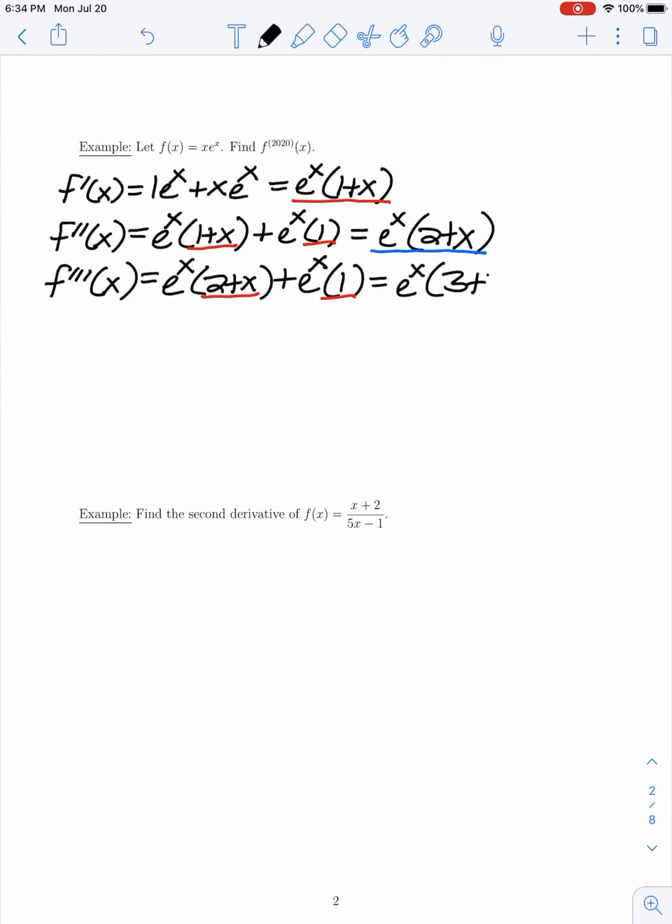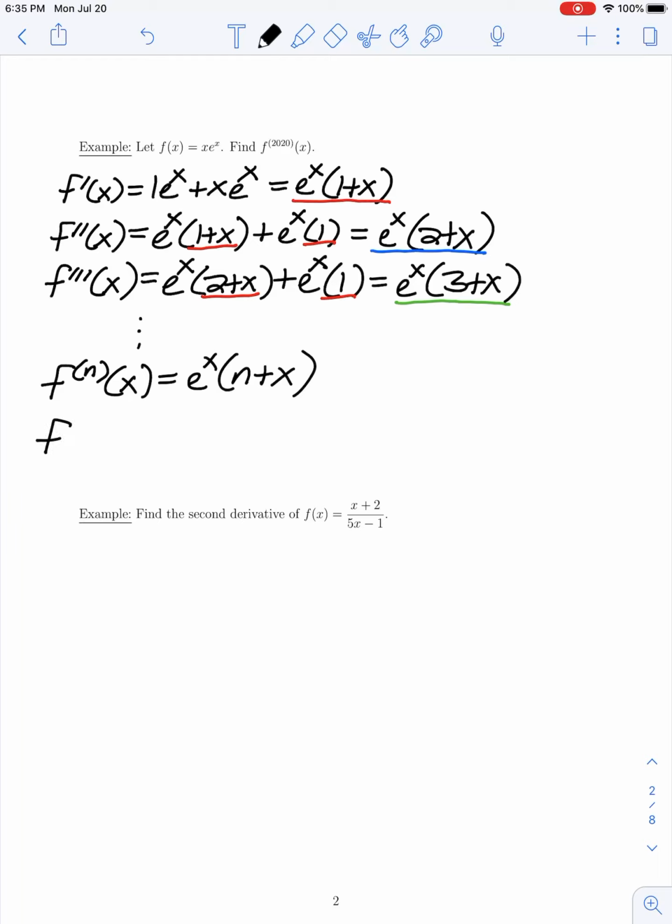or 3 plus x. So looking at our first three derivatives, we start to see a pattern emerge. You can keep finding the next few if you want to verify the pattern. But in general, it can be seen that the nth derivative of this function is given by e to the x times n plus x.